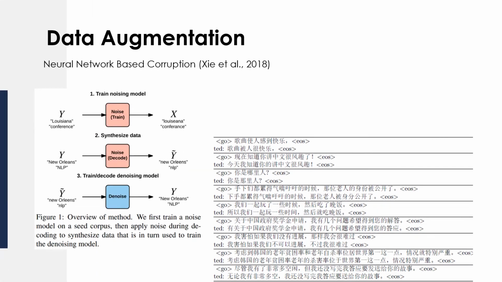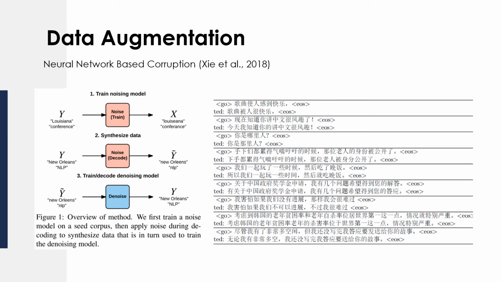The second method we use is neural network-based corruption. We train an attention-based sequence-to-sequence model with a bidirectional GRU encoder to generate noisy counterparts for clean sentences. We define a new noisy score to improve our performance. Here is the model and the result.